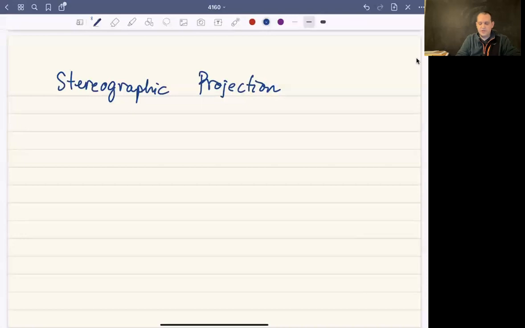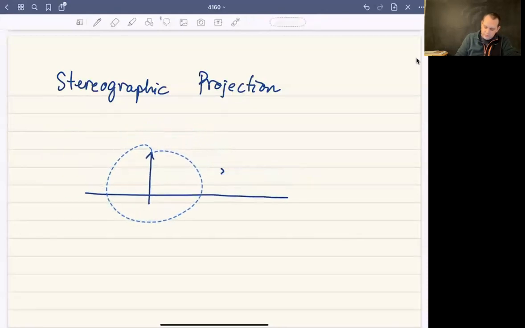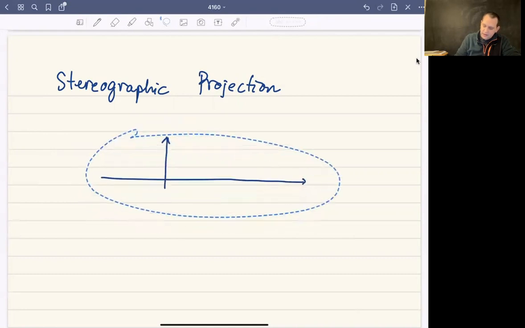So this still has to do with the infinity in the complex numbers. So for stereographic projection, here's the idea. Imagine that you have, so let's draw a horizontal axis, and then I don't care if we actually put the y-axis there or not.